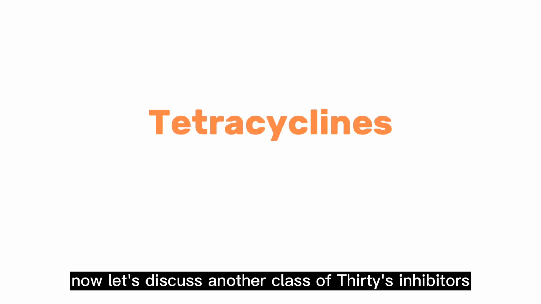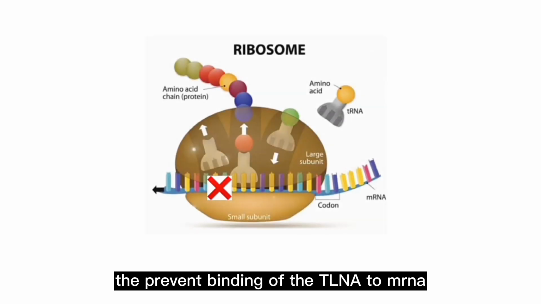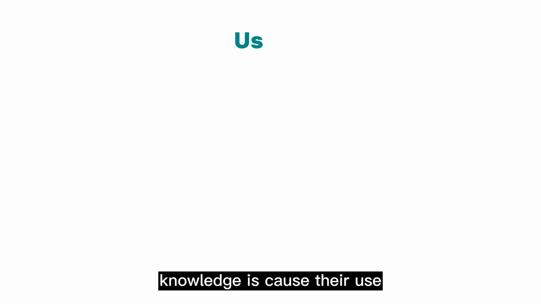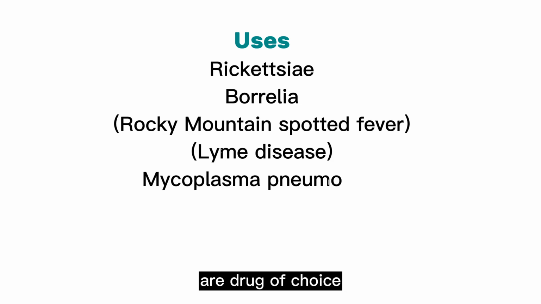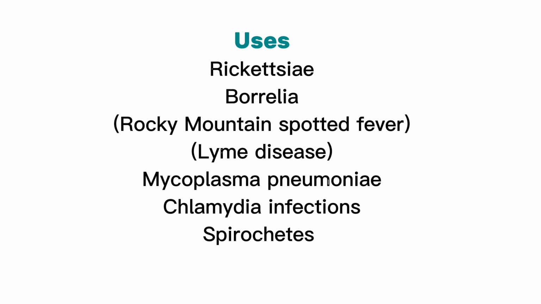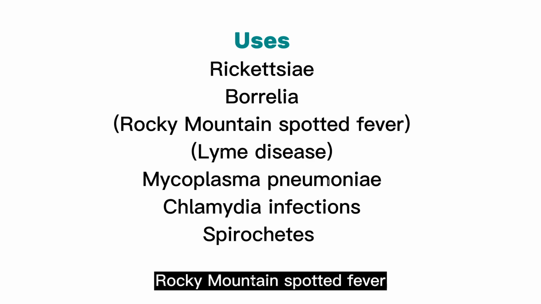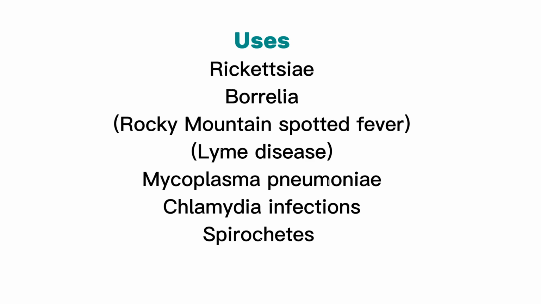Now let's discuss another class of 30S inhibitors. So the second class is tetracyclines and glycylcyclines. They prevent binding of the tRNA to mRNA. Now let's discuss their use. The tetracyclines are drug of choice for most infections that are caused by Rickettsia and Borrelia species. For example, Rocky Mountain spotted fever and Lyme disease. They're also excellent for mycoplasma pneumonia, chlamydia infections, and spirochetes.